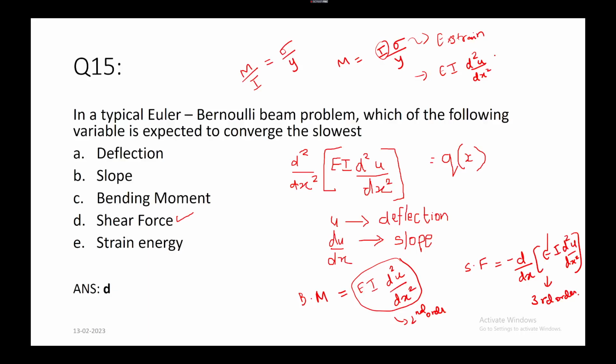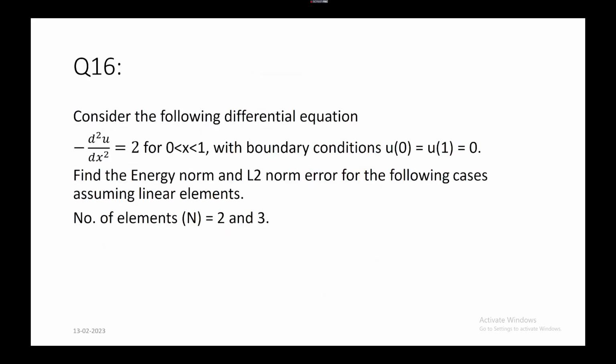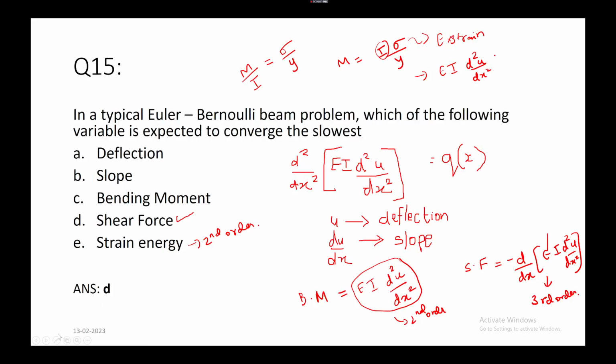So strain energy, if you see, will also be second order. Why is it second order? You have something like half into EI into d square u by dx square, the whole square. Something like this is the strain energy. So here also the order is 2. Shear force is order 3, bending moment order 2, slope order 1, deflection order 0.